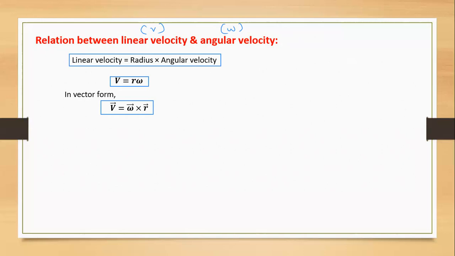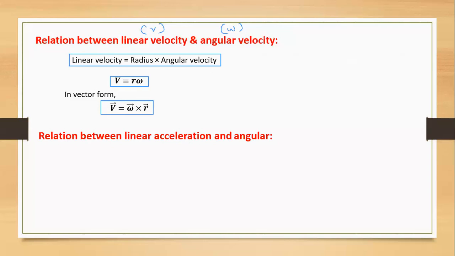You already know the significance of this equation, what this equation indicates. v bar = ω bar cross r bar means what? We already learned that in the mathematical methods of 11th standard. But remember, the vector form of this equation is ω bar cross r bar. In a similar manner, we can learn the relation between linear acceleration and angular acceleration.